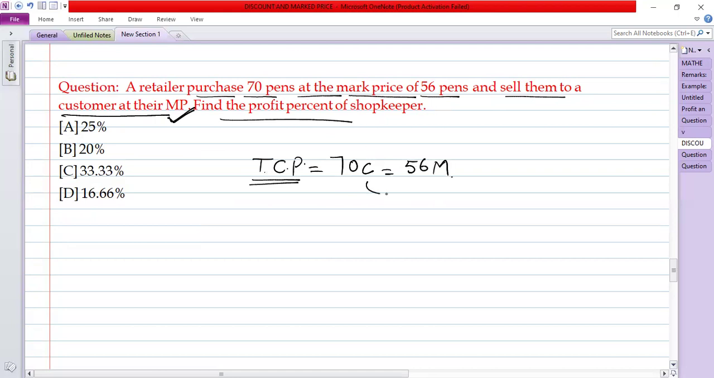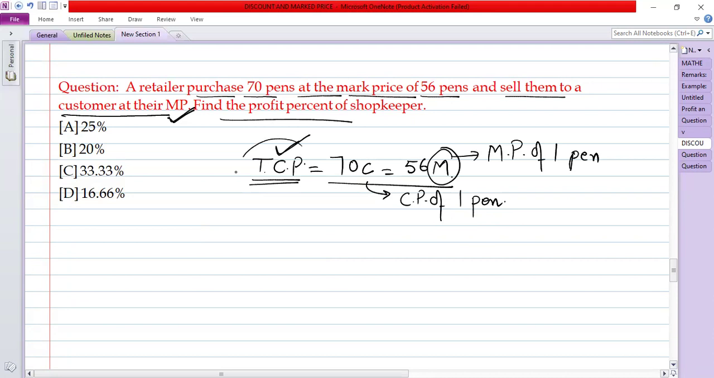Okay, so what is this C here? Obviously, this C is the cost price of 1 pen. And what is M? Obviously, M is the marked price of 1 pen. Okay, so here we are simply going by the statement, that the purchase here means cost price. So the total cost price will be 70C, which is equal to 56M.